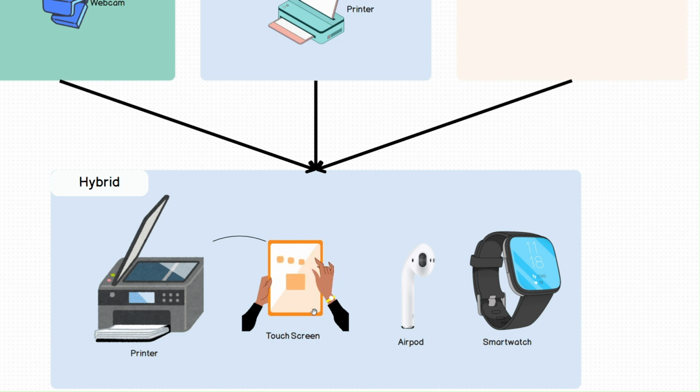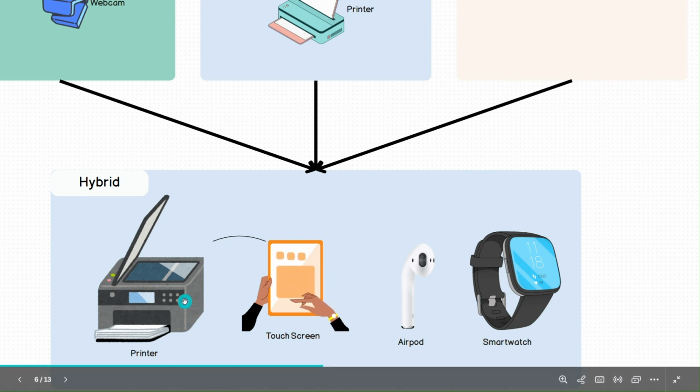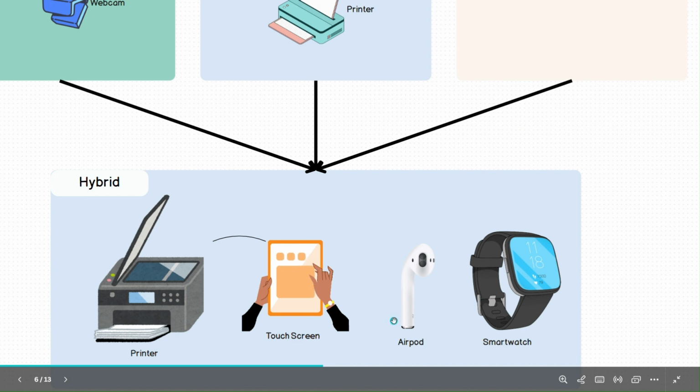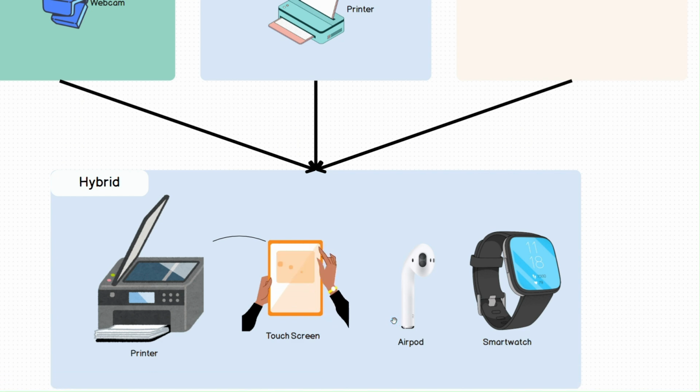And we also have what? The printer. We now have some printers that have scanners attached to them. So they don't just print documents, they can also take in the instructions and then produce the document. Another example is the AirPod and the smartwatch. So the AirPod, we can use it to make calls. It is taking in the voice. At the same time, it is giving us an audio feedback.